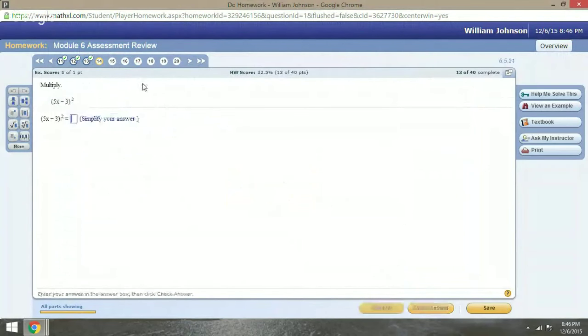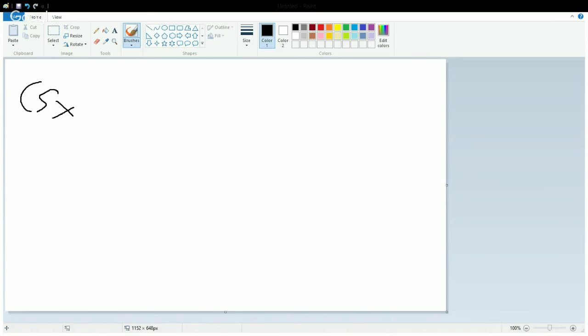So can you flip your screen back on so I can see the next one? Yeah, it should be up there. Yeah, it's not loading. It's just being slow. Open bracket 5x minus 3 close bracket. Second power.